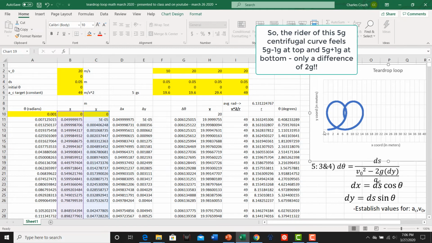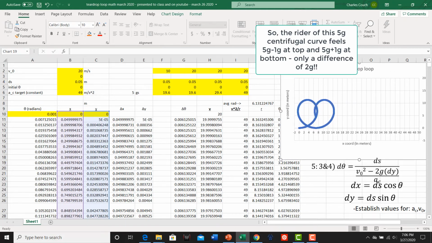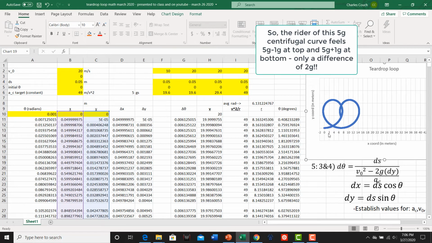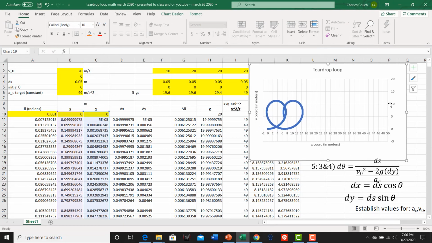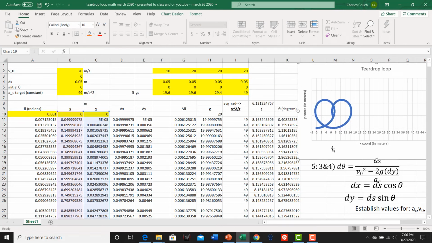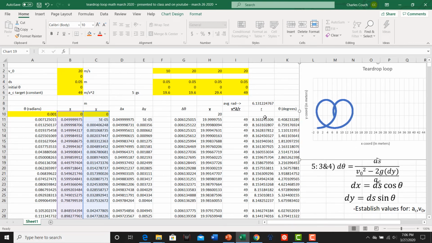I've actually highlighted a lot of cells that's showing you a couple loops here. The average radius from an angle of 0 to 180 degrees up here is 6.13 meters. And this is about, say, 12 meters tall. Okay. So if you want this initial velocity and you want this amount of centrifugal acceleration, you're stuck with a teardrop loop that looks just like this, 11 meters tall with an average radius like this.